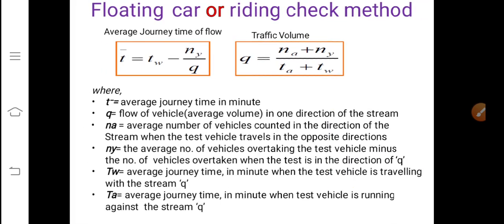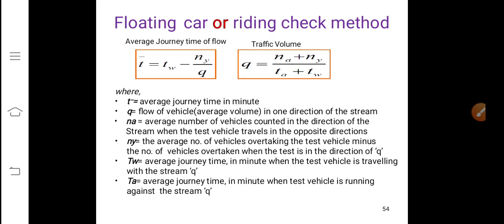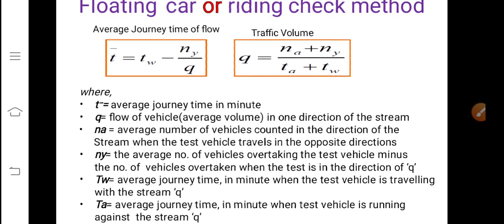From the floating car or riding check method, the average journey time and traffic volume can be calculated from this formula: T bar is equal to Tw minus Ny divided by Q.